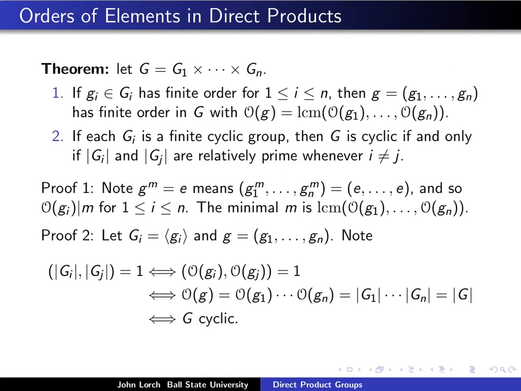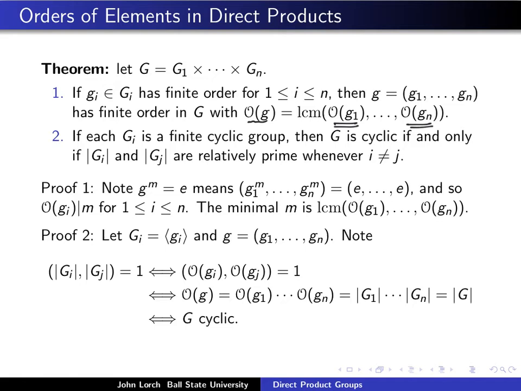The example on the previous slide leads us to a theorem. So we let capital G be a direct product group. The first part of this theorem tells us how to compute the order of an element in capital G. So if we have a little g and we want to compute its order, apparently all we need to do is take the least common multiple of the orders of its components, little g1 through little g sub n.